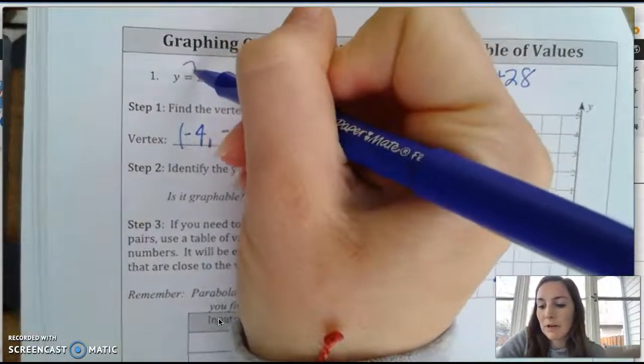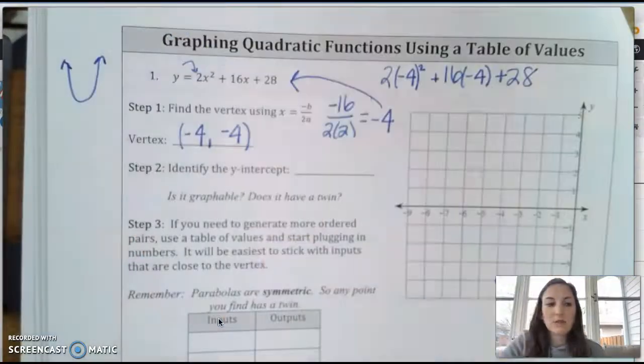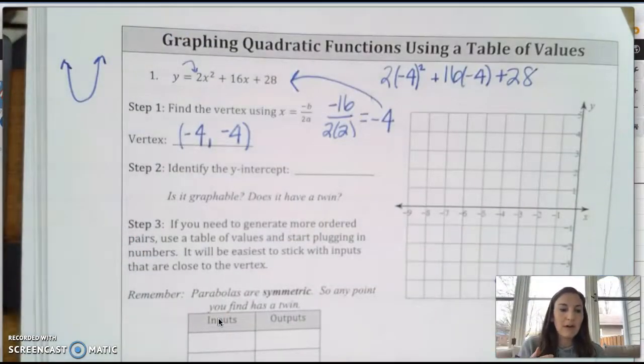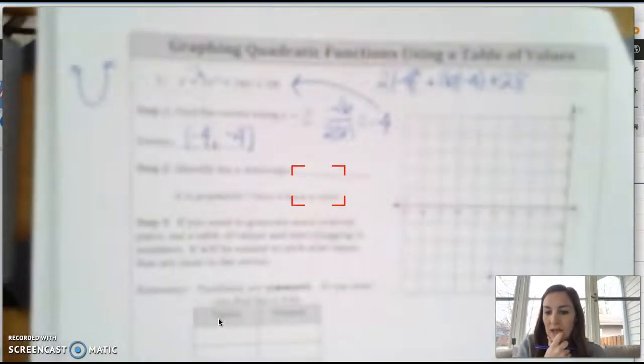So remember, we want to look at our first term, and this is positive, so it's going to be a U. I like to draw myself a little picture when I start a graph, being like, okay, it's going to be upward, it's going to have a minimum. If it's negative, it's going to be downward. It's going to be a hill.